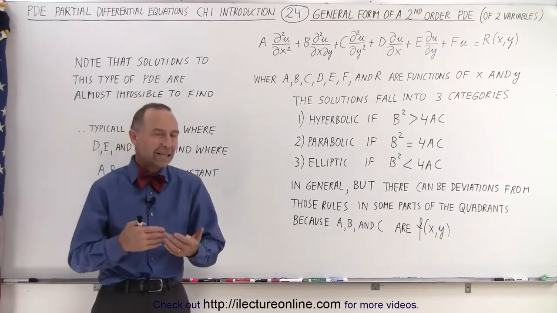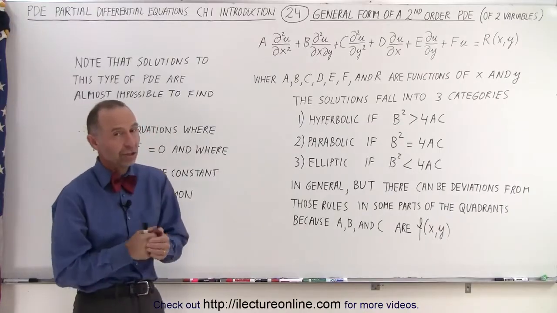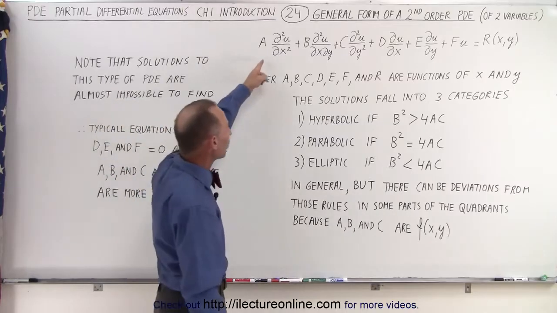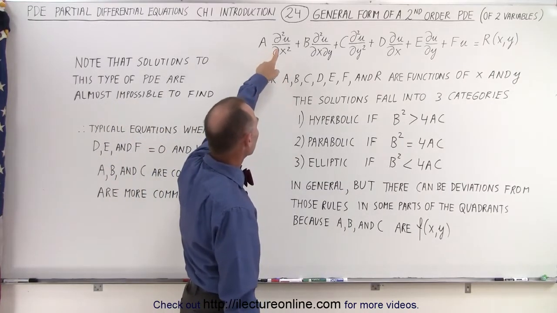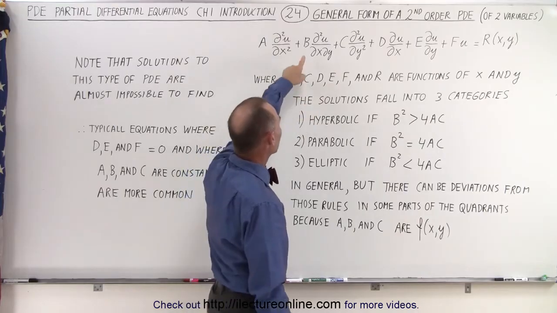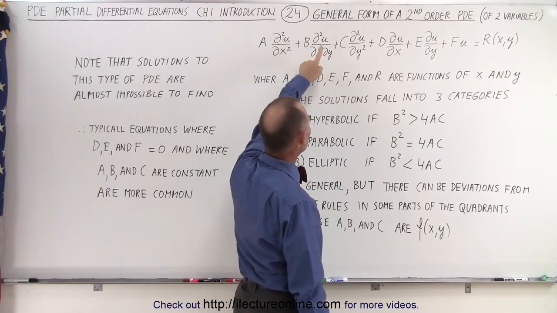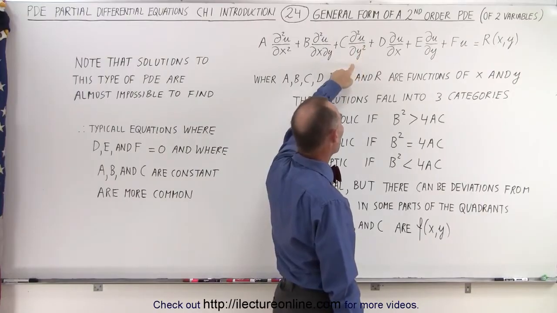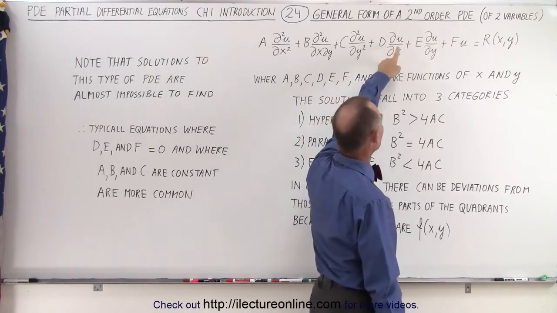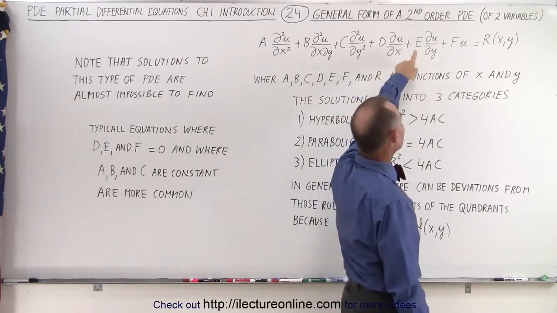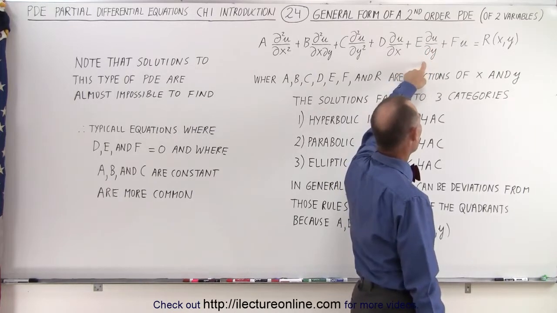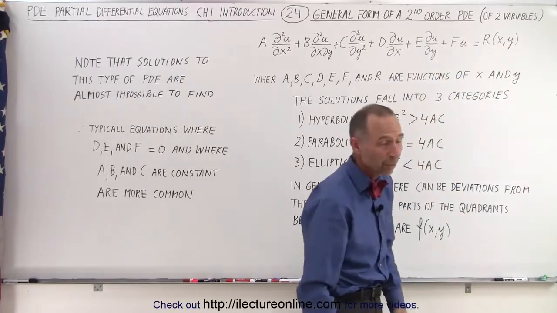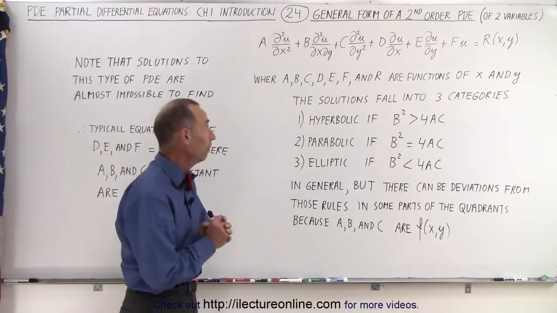Now let's take a look at second order partial differential equations, and we're going to limit it to equations with just two variables. So here is the general equation: a times the second partial derivative of u with respect to x plus b times the second partial derivative of u with respect to x and y plus c times the second partial derivative of u with respect to y plus d times the first partial derivative of u with respect to x plus e times the first partial derivative of u with respect to y plus f times u equals some function of x and y. Wow, that's quite a general form.